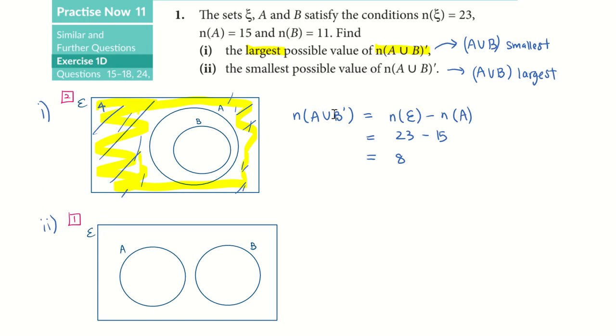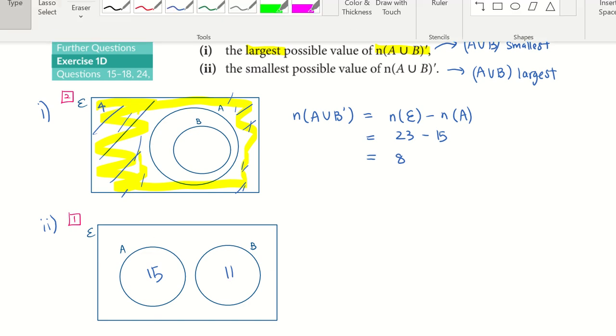For this one, actually there's a problem. Because if 11 is in A, not 11, 15 in A, and B has 11, but my total number is 23. Is it already more than 23? Actually, in this case, there must be some overlap. Yeah, there must be some overlap. So you can't have this set.